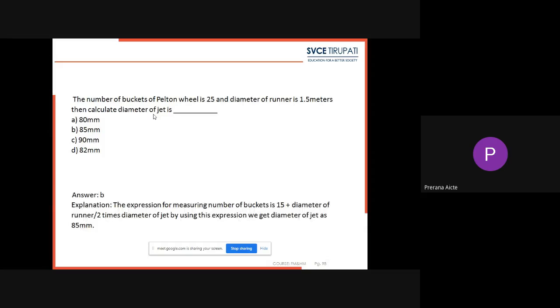Next one, the number of buckets of Pelton wheel is 25 and the diameter of runner is 1.5 meters. Then calculate the diameter of the jet, which is 85 mm. So the expression for measuring number of buckets is 15 plus diameter of runner by 2 times the diameter of the jet, that is 15 plus capital D by 2 into small d. So substituting all the values capital D and small d, we get the value as 85 mm.